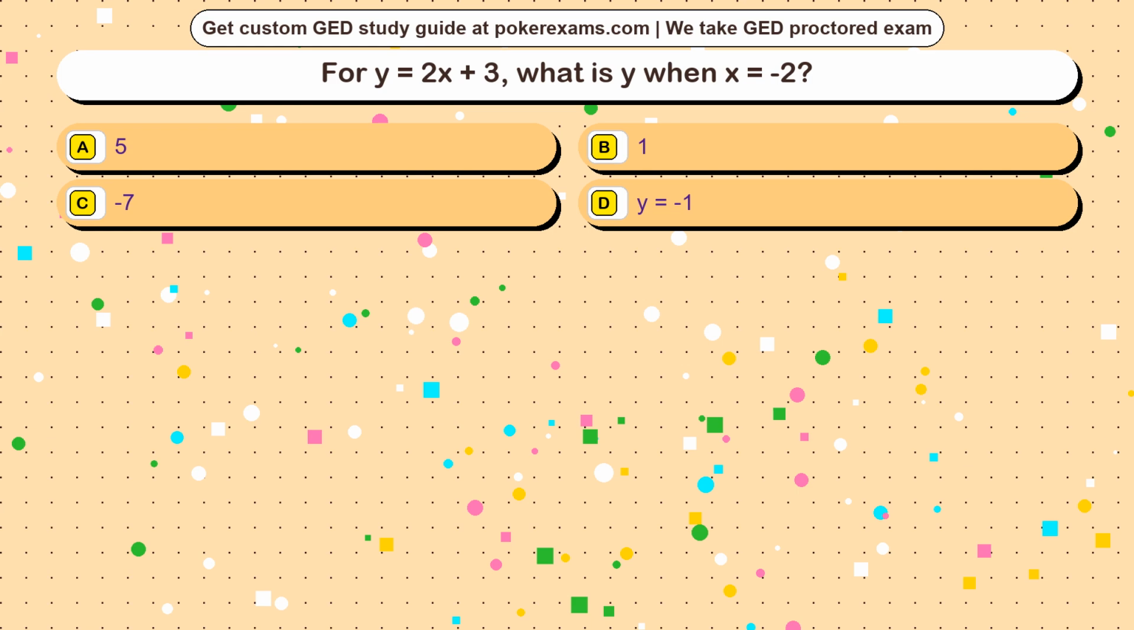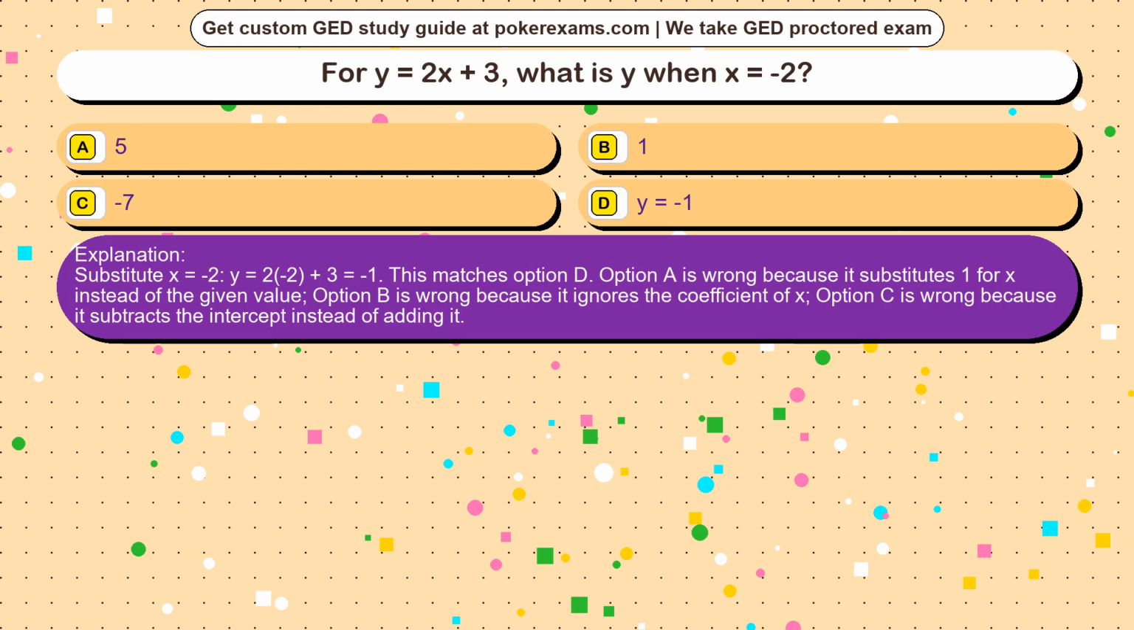The correct answer is option. Substitute x equals minus 2: y equals 2 times minus 2, plus 3, equals minus 1. This matches option D. Option A is wrong because it substitutes 1 for x instead of the given value. Option B is wrong because it ignores the coefficient of x. Option C is wrong because it subtracts the intercept instead of adding it.